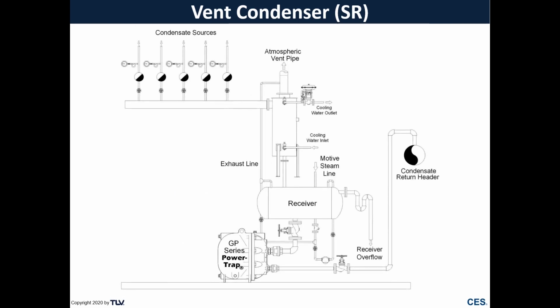An alternative installation looks something like this, where we're actually just routing the two-phase flow directly in and through our vent condenser. Other than that, it's pretty similar. We still have our cooling water in, our hot cooling water out, and we're going to drain all of that condensate directly down into our receiver to be pumped away by our PowerTrap back to our condensate return header.